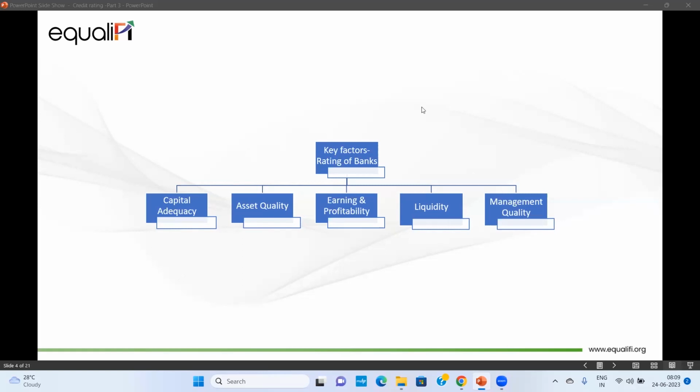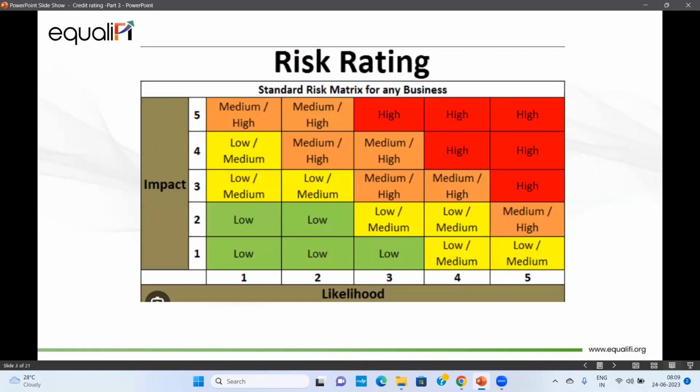So if we go to this PPT, in this particular figure, we see where the likelihood is high, the impact is high. Where the likelihood is low, impact is low. So where the probability of default is low, the LGD is low. Where the probability of default is high, LGD is high.